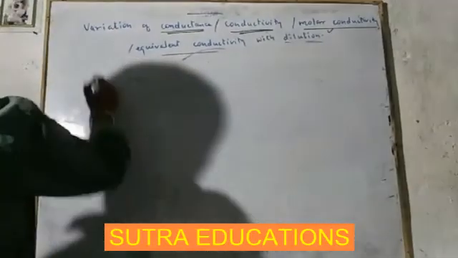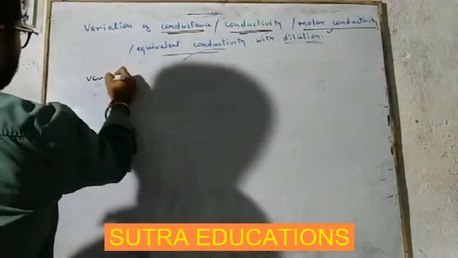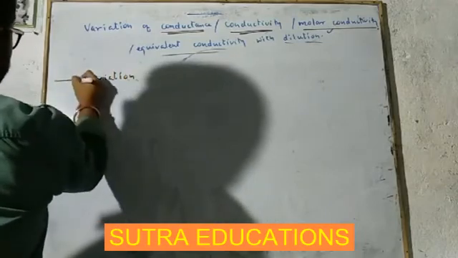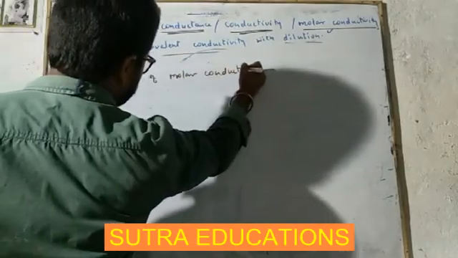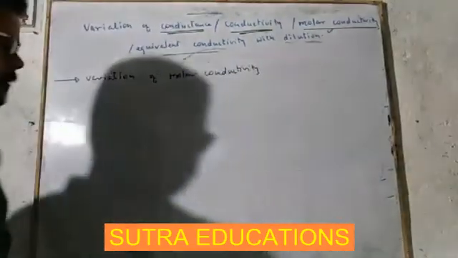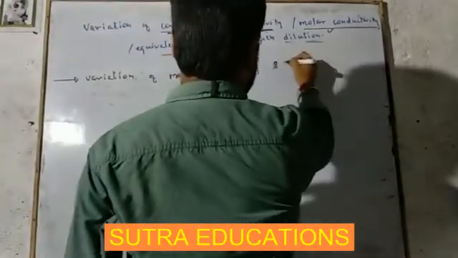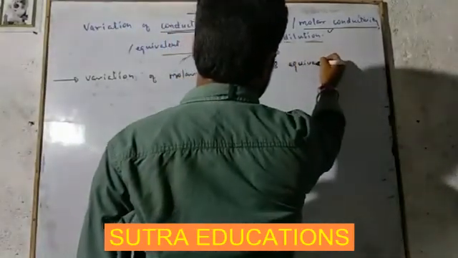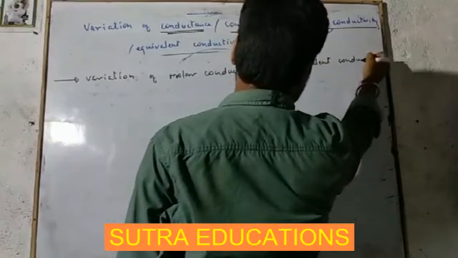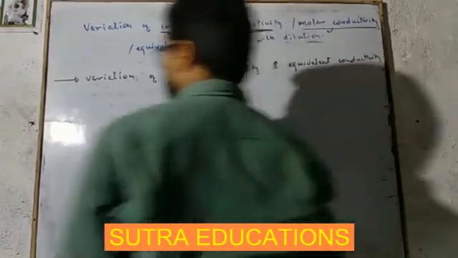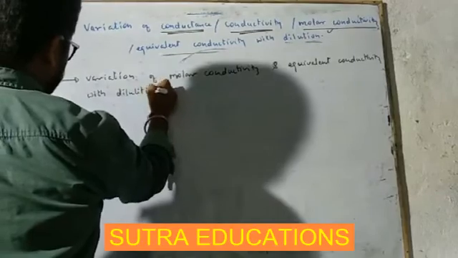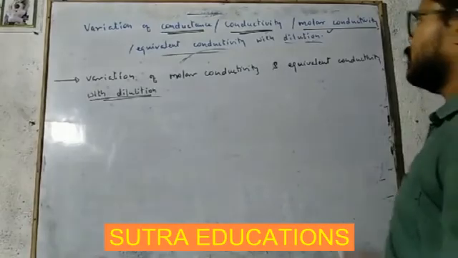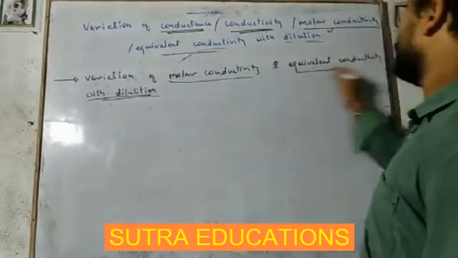So it is variation of molar conductivity and equivalent conductivity with dilution. So what will happen on dilution, on molar conductivity and equivalent conductivity?